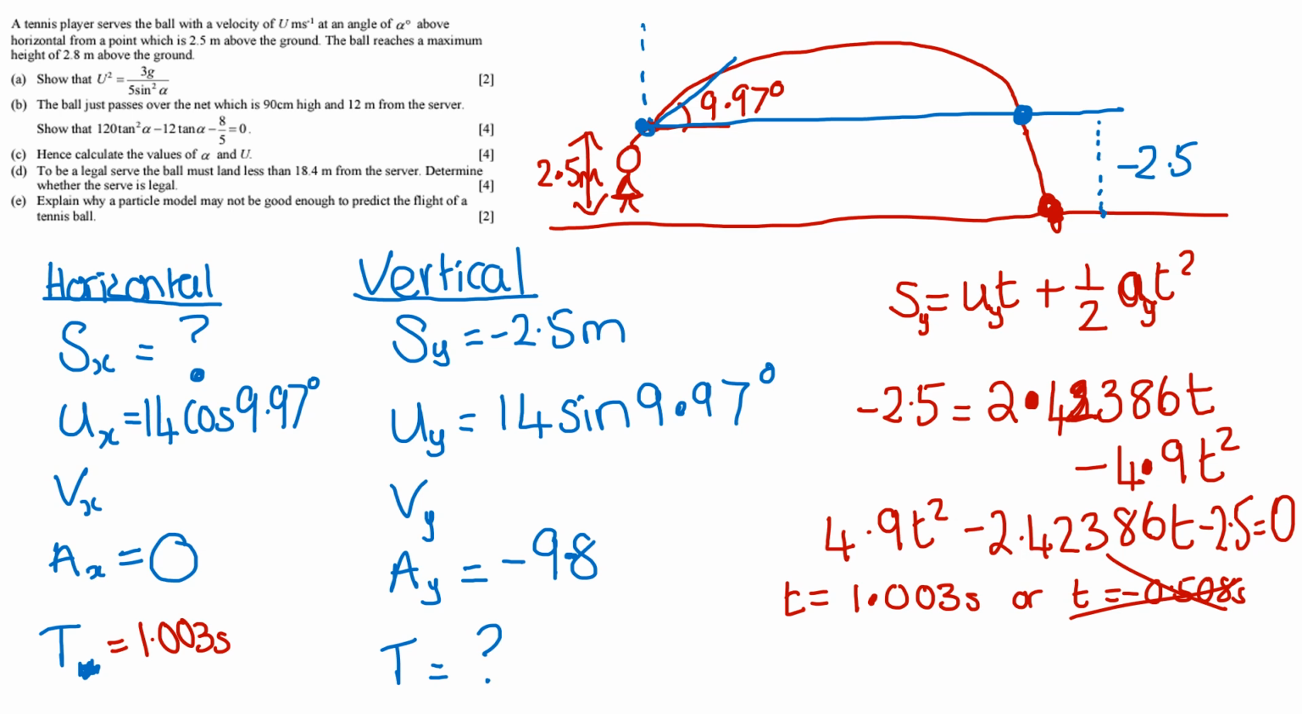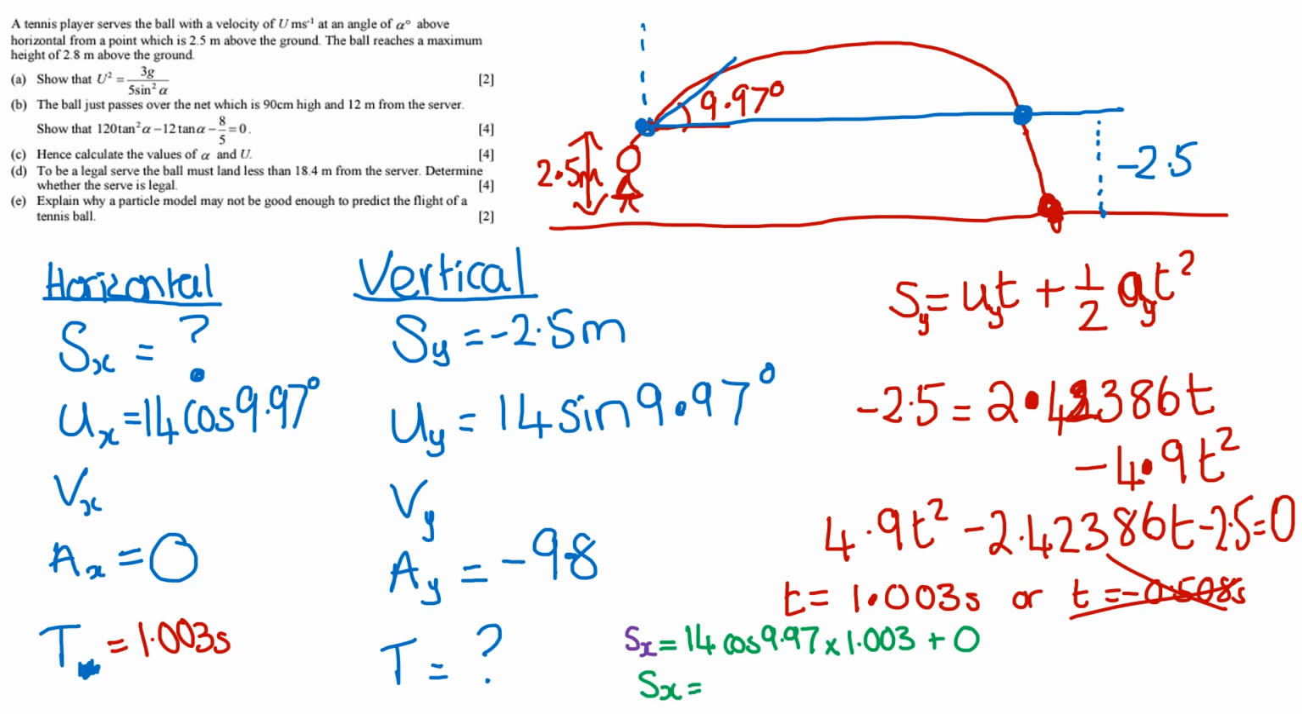So I want to do the same equation now because I want to find S, but for Sx. Sx will equal Ux, so that will be 14 cos 9.97 times t, 1.003, plus, now we said that gravity was 0 in the horizontal, so that's plus 0. All we have to do is this little sum.